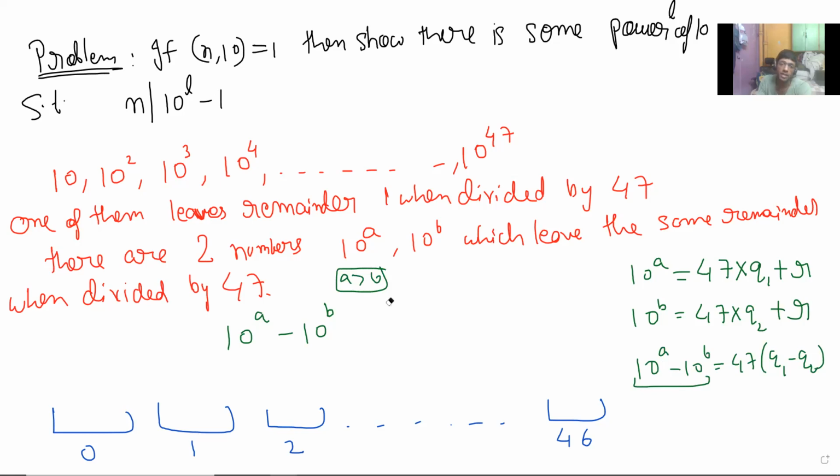The point is that 47 has to divide this. 47 is in the spotlight, right? 47 has to divide this thing. That is what we can say, and that is the key thing. It's not about the quotient, which we don't know, just like we don't know A and B.